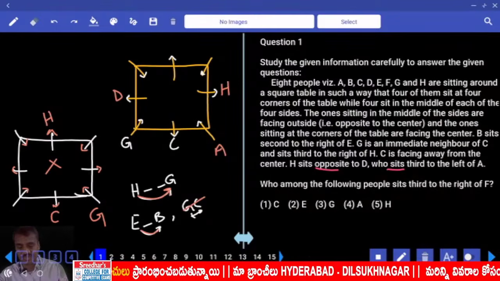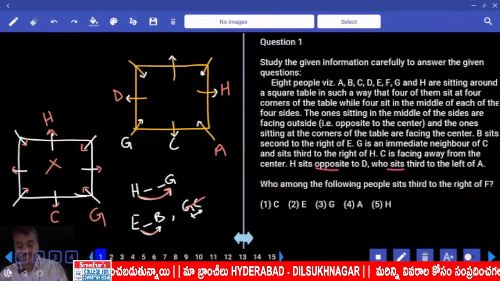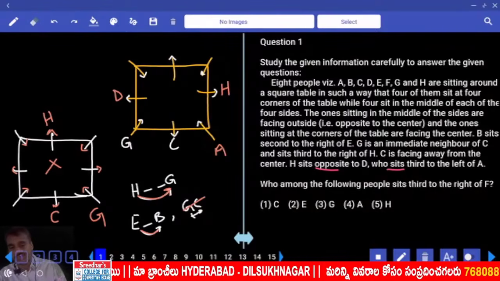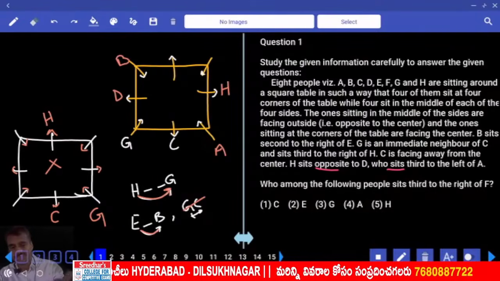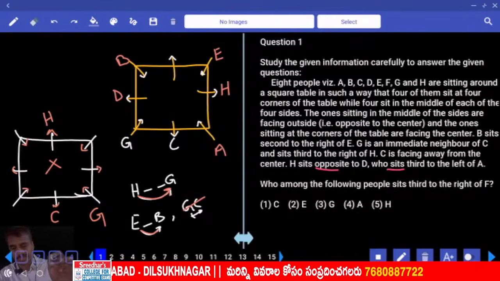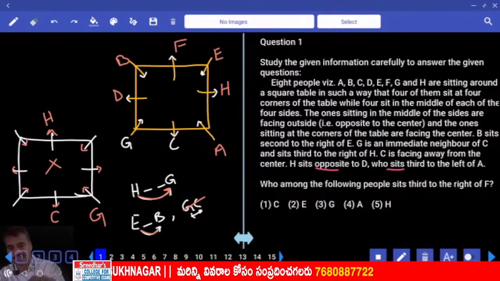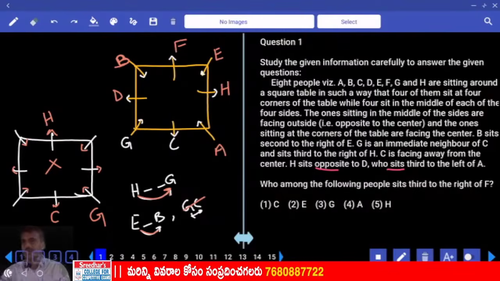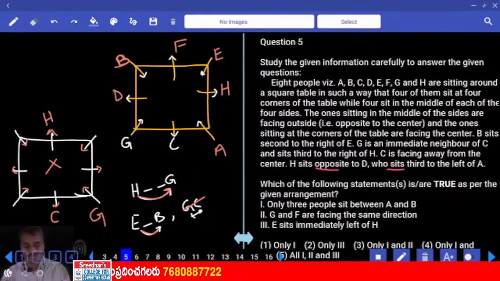Now, if A is here, then E and B: B is seated second to the right of E. As B is seated second to the right of E, B is here. The person left over is F, and F is here. Now this is the final arrangement we have for question numbers 1 to 5.